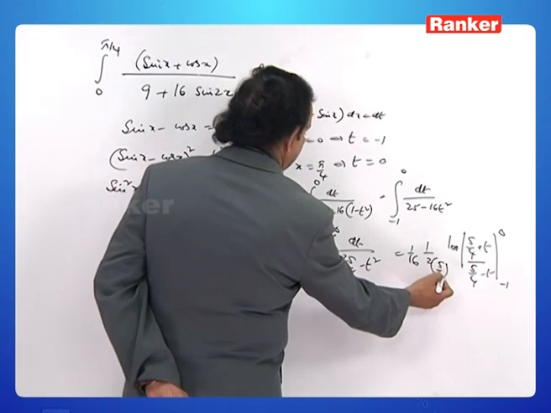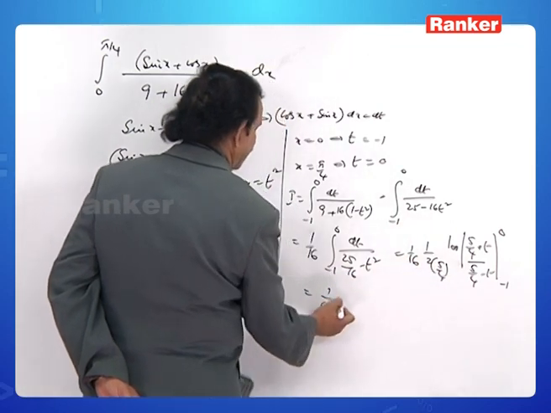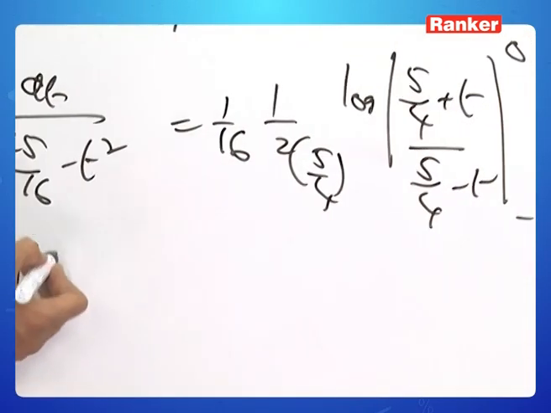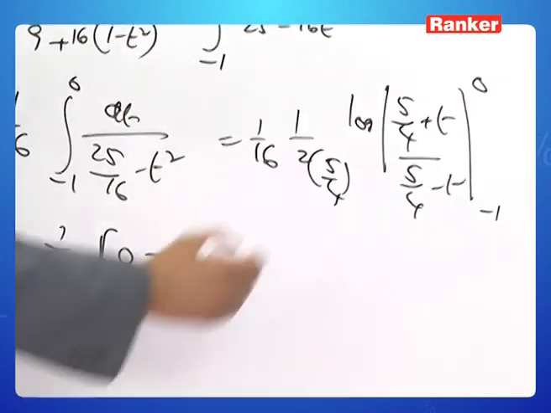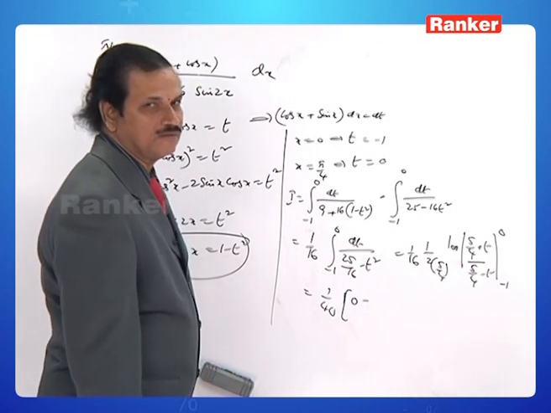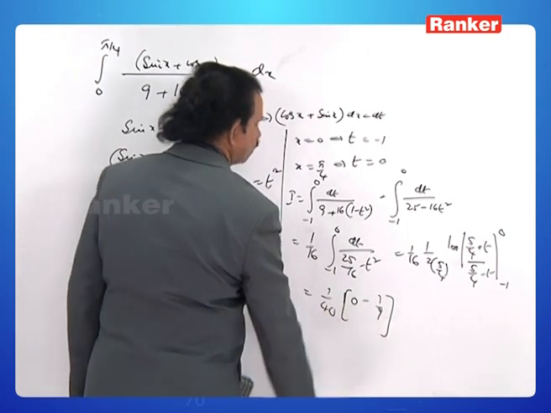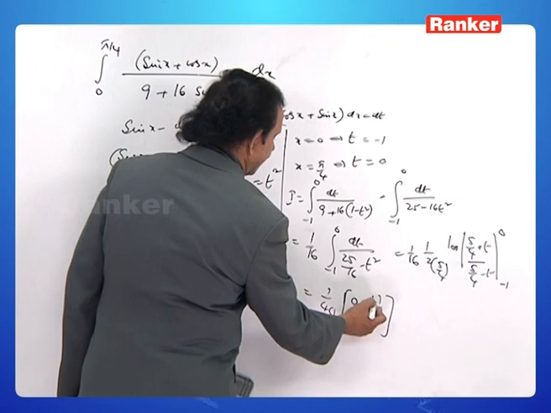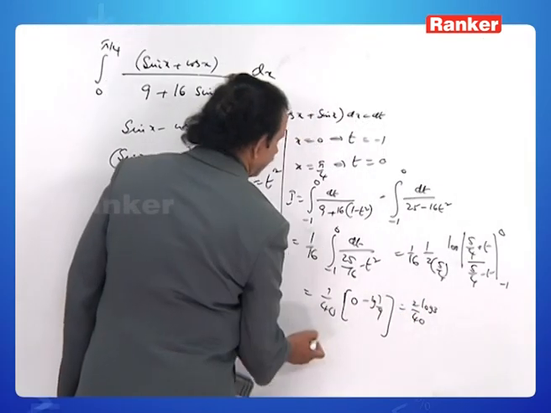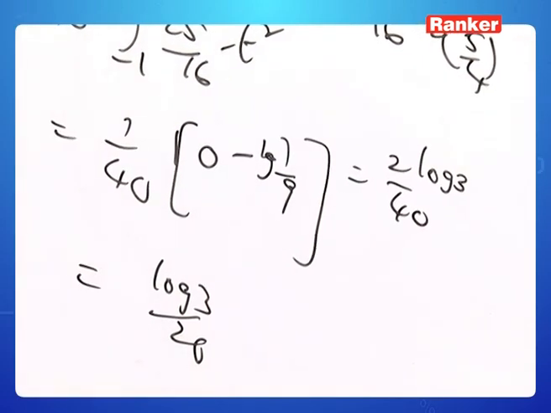Okay, this is 2 by 4 is 2. 1 by 40 into... If you put 0, 5 by 4 by 5 by 4 is 1, log 1 is 0. If you put minus 1, 5 by 4 minus 1 is 1 by 4, 1 by 4 by 5 by 4 plus 1, 9 by 4, 1 by 9. Minus log 1 by 9. It is nothing but 2 log 3 by 40 or log 3 by 20 is the answer.